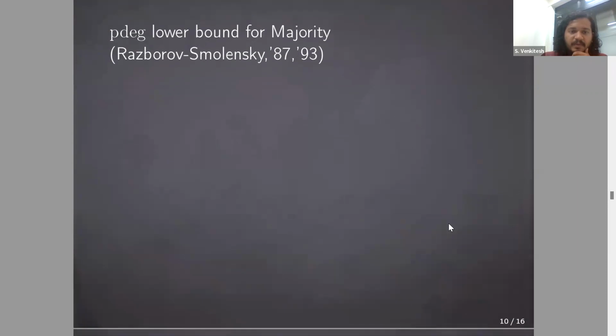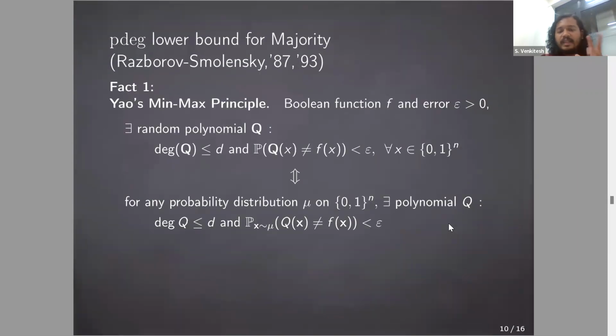So what's the statement? We need two basic facts about the hypercube and polynomials. One is called Yao's min-max principle, and I'm mentioning it in the setting that we require. For a Boolean function f and an error parameter epsilon, the following two statements are equivalent. One is that there exists a probabilistic polynomial with error epsilon and degree at most d.